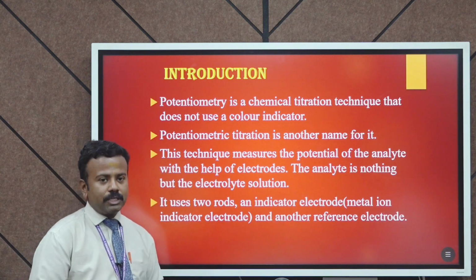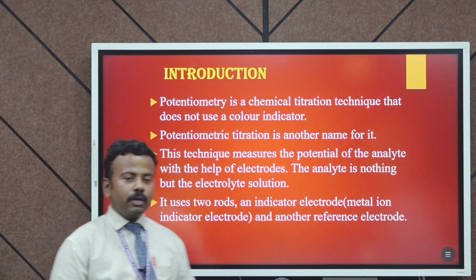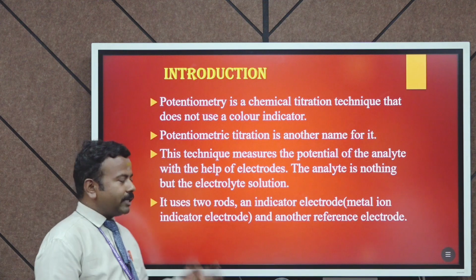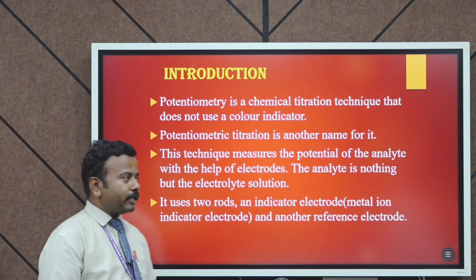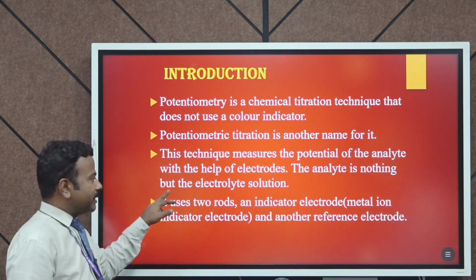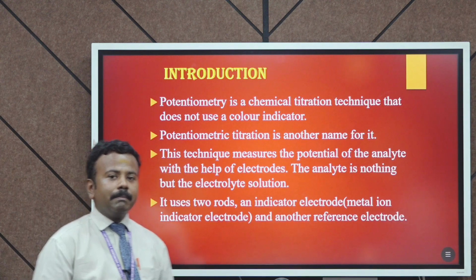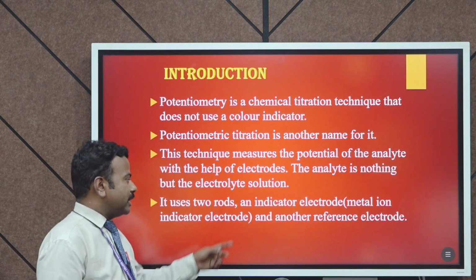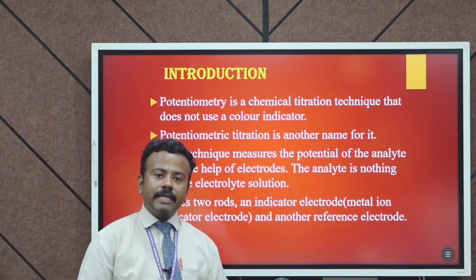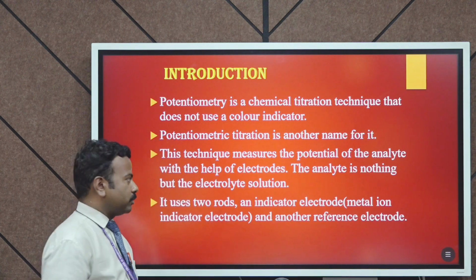This technique measures the potential of the analyte with the help of electrodes. We use two electrodes: one is a reference electrode, the calomel electrode, and the other is an indicator electrode. With the indicator electrode we measure the concentration of the analyte, which is the electrolyte solution. The indicator electrode is a metal ion electrode, for which we may use a platinum electrode. If a silver solution is the analyte, we can use the silver ion electrode.